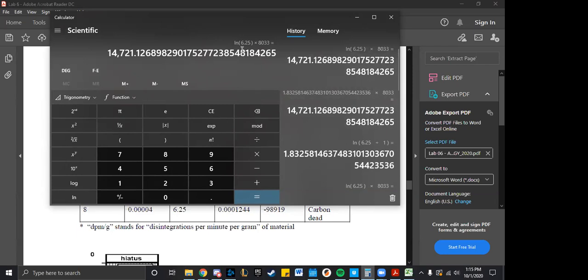Okay, so if you're doing it on the TI-84, you have to do ln, and then it should give you an open parentheses, and then you do 6.25 divided by 1, and then close parentheses, and then press enter. And it'll spit out the right number. And then you just take that and multiply it by 8033. Okay.